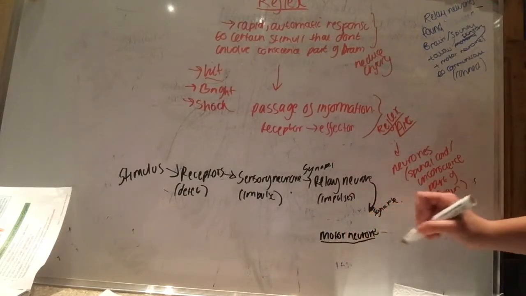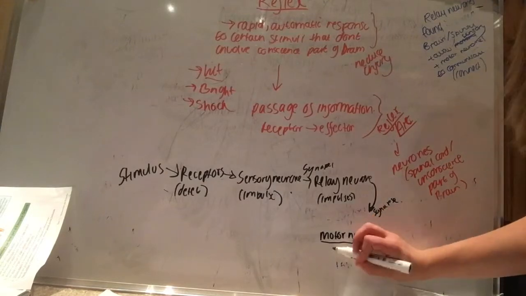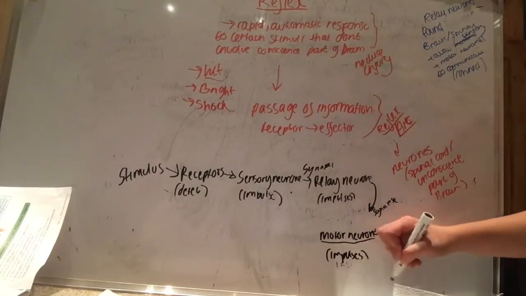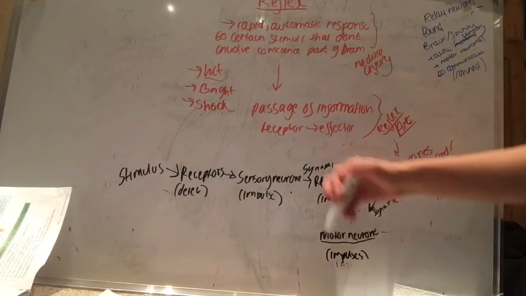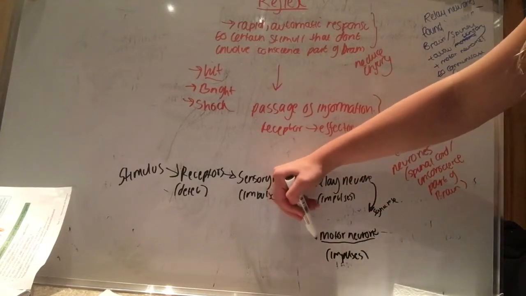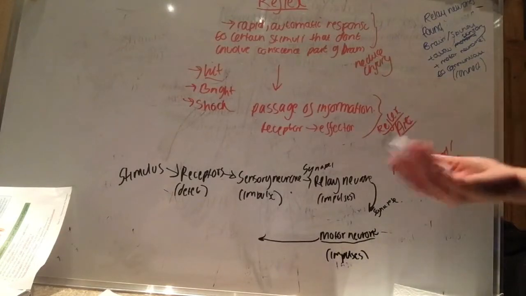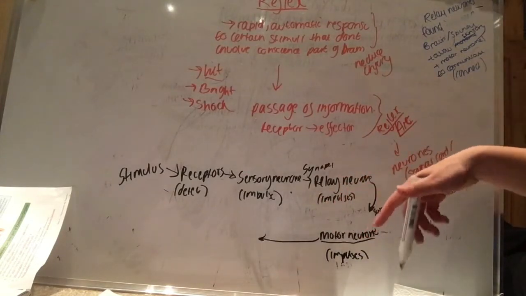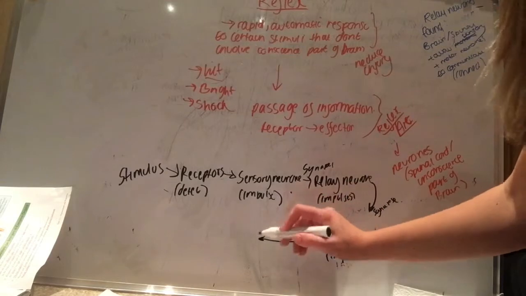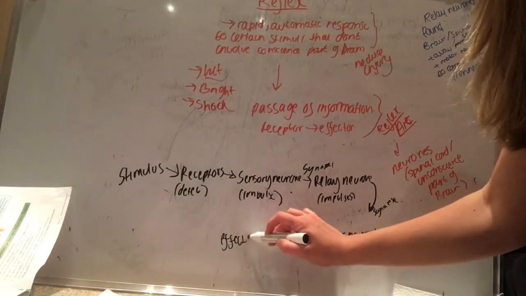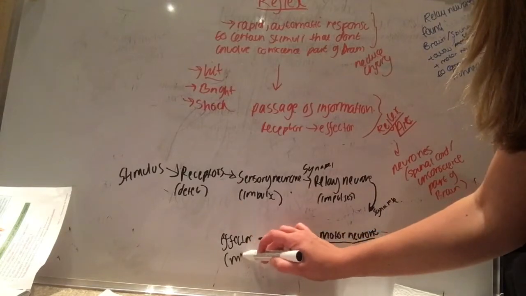And it transfers these chemicals and impulses. So impulses reach the synapse between the relay neuron and the motor neuron, and then these chemicals release and cause impulses to be sent along the motor neuron. I don't know how many times you want me to say impulses, but... And then these impulses travel along the motor neuron to the effector. For example, the muscle.